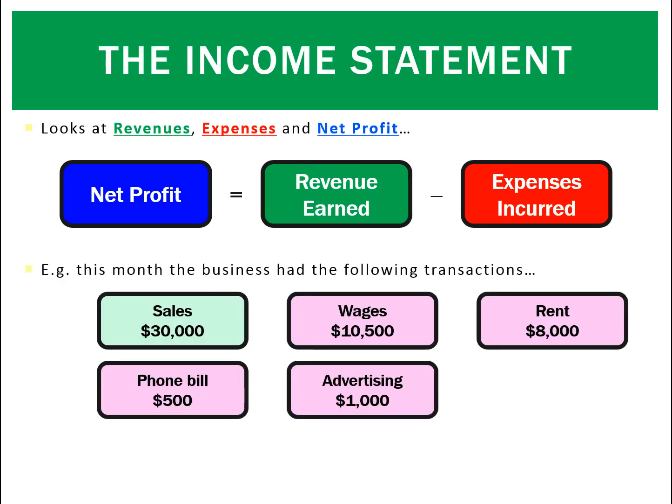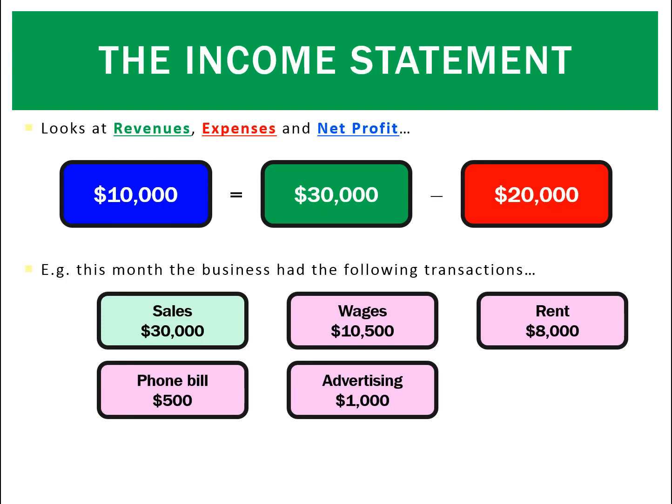So let's say, for example, we had all these transactions for a business this month. We've got sales of 30 grand, wages of 10,500, rent of 8, advertising of 1,000, and a phone bill of 500. So we say the revenue earned would be the sales, the expenses incurred would be the wages and the rent, the advertising, and the phone bill. So we've got $30,000 of revenue earned, $20,000 of expenses incurred. That gives us a net profit of $10,000.